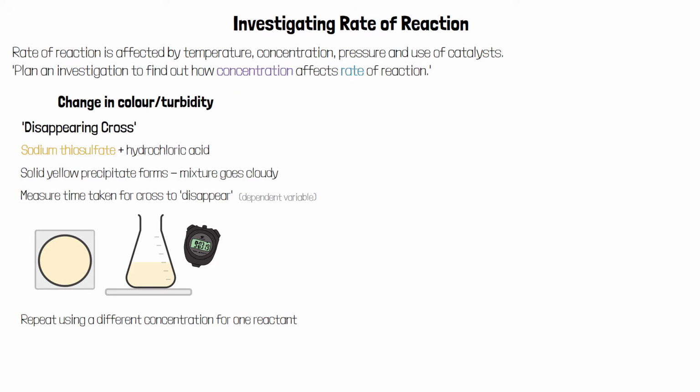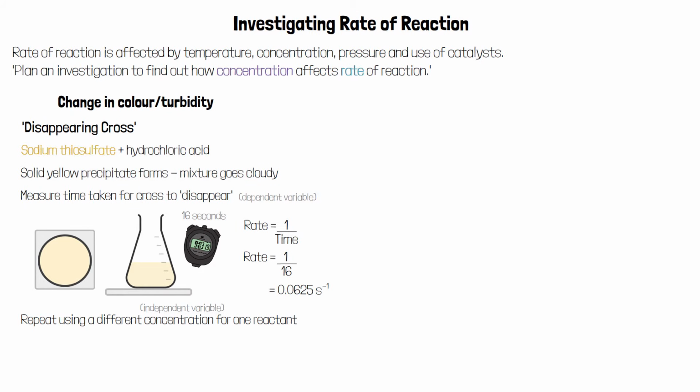We can then repeat the experiment using a different concentration of acid or sodium thiosulfate. Concentration is our independent variable. The faster the cross disappears, the higher the rate of reaction. We can calculate a value for rate of reaction by doing 1 divided by the time taken for the cross to disappear. For example, if the cross took 16 seconds to disappear, we would do 1 divided by 16, so the rate would be 0.0625.